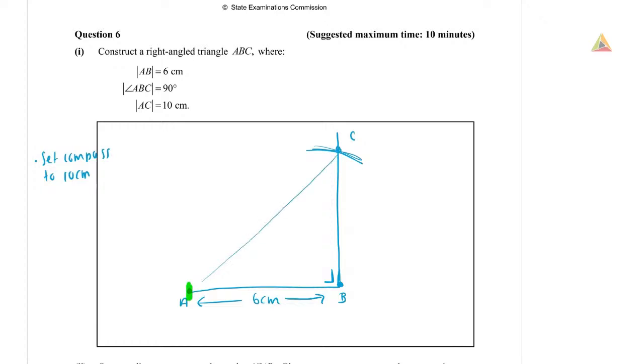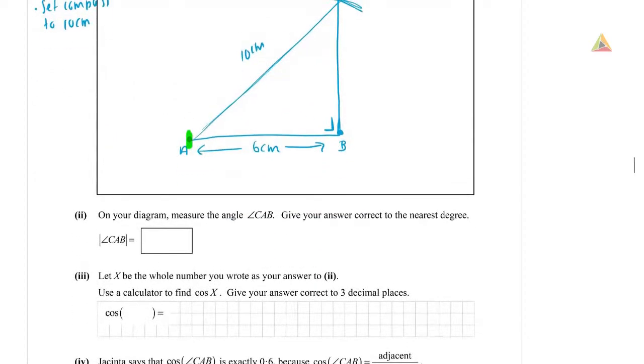Then you get your ruler and you join up like so, and that is the length of AC. So that's 10 centimeters. Okay, so that's the first part of the question done.